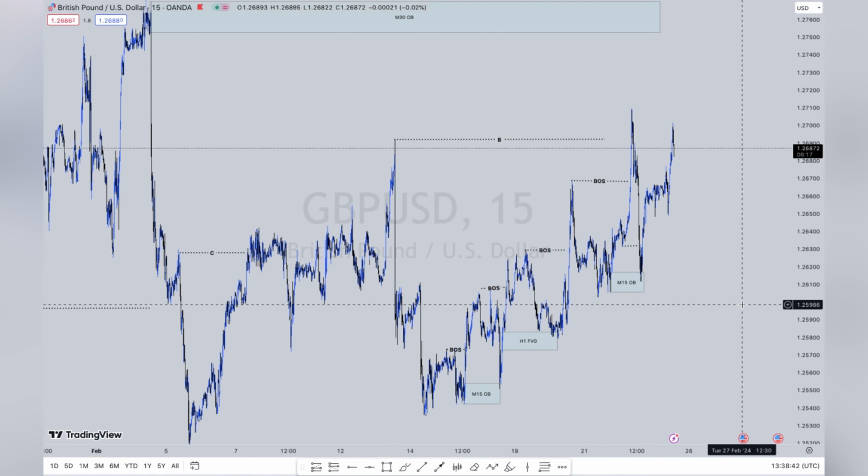So people, I'm going to use GBPUSD to illustrate these to you guys. All right. Now, like I said, the fair value gap and the order block. First of all, we have to understand what they both are. So like I said, the fair value gap and the order block.